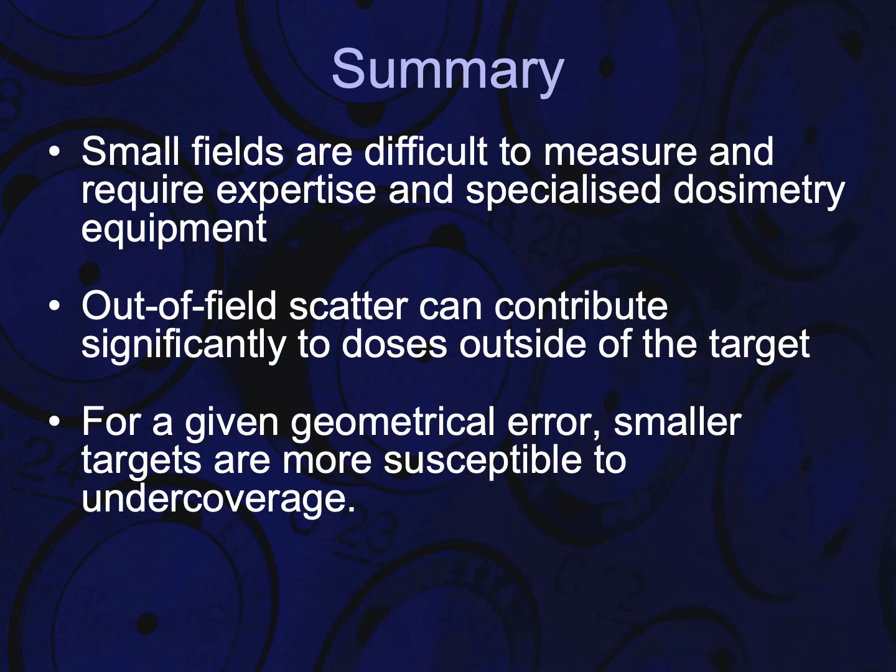So to summarize, small fields are difficult to measure and require expertise and specialized dosimetry equipment. Secondly, out-of-field scatter can contribute significantly to doses outside the target. And thirdly, for a given geometrical error, smaller targets are more susceptible to undercoverage.